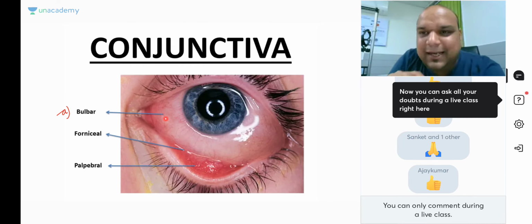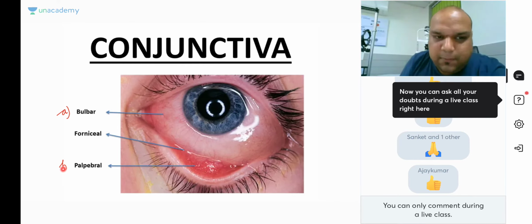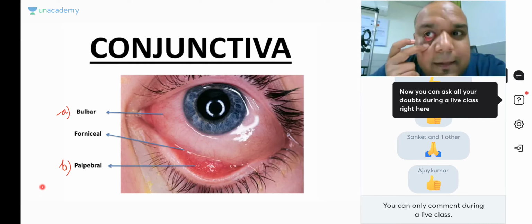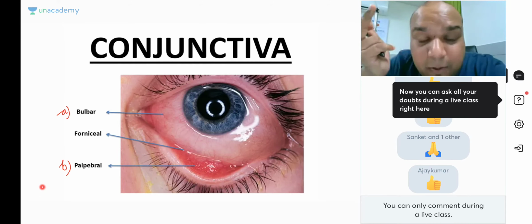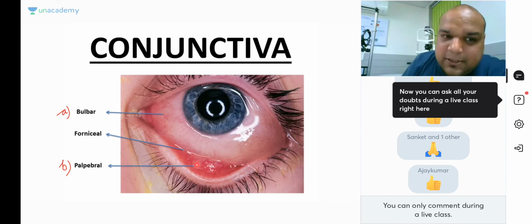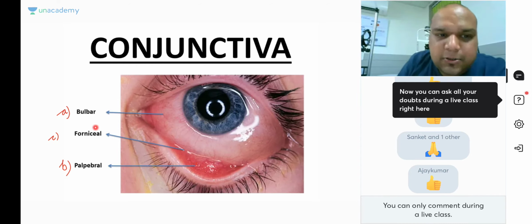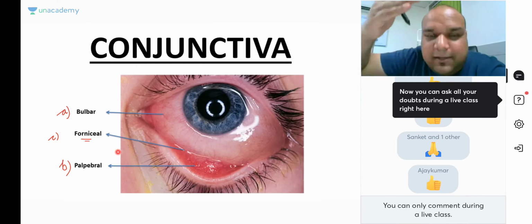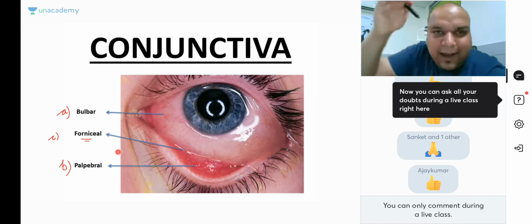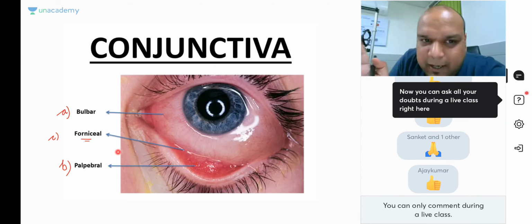Now, the second conjunctiva, which you want to understand, is palpebral. We discussed in the anatomy of the eyelid that the posterior surface of the eyelid is covered with conjunctiva. The posterior surface of the eyelid which is covered with conjunctiva is your palpebral. Then in between the bulbar and the palpebral, there is kind of a depression, and that conjunctiva is called the fornix. So basically, it is covering the sclera, then it is coming back and lining the eyelids. Am I clear, everybody?